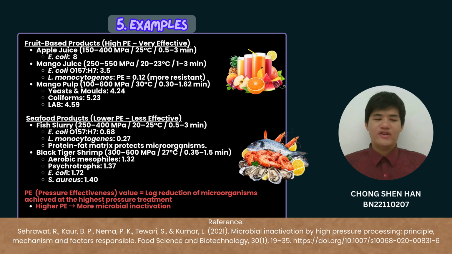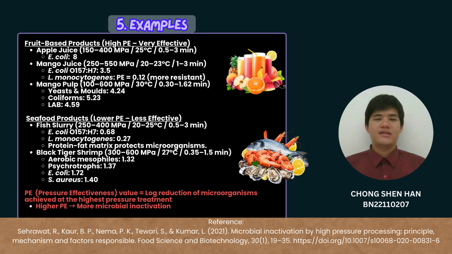HPP shows different levels of effectiveness depending on the food matrix. In fruit-based products, HPP is highly effective. For example, apple juice treated at 150 to 400 megapascal can achieve a high log reduction of E. coli. Mango juice also shows strong inactivation of E. coli O157:H7, and mango pulp records high reduction in yeast, molds, coliforms, and lactic acid bacteria.